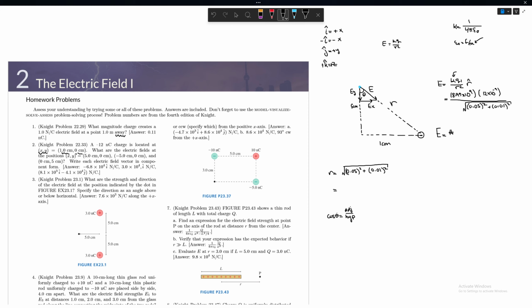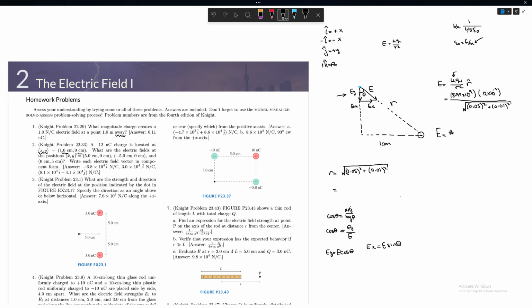And so my adjacent here is actually E_y over E equals cos theta. Now rearranging, E_y equals E cos theta, right? That's my E_y. And that means my E_x equals E sine theta. Now all you gotta do is plug in your E number, plug in your sine, but what's your theta?